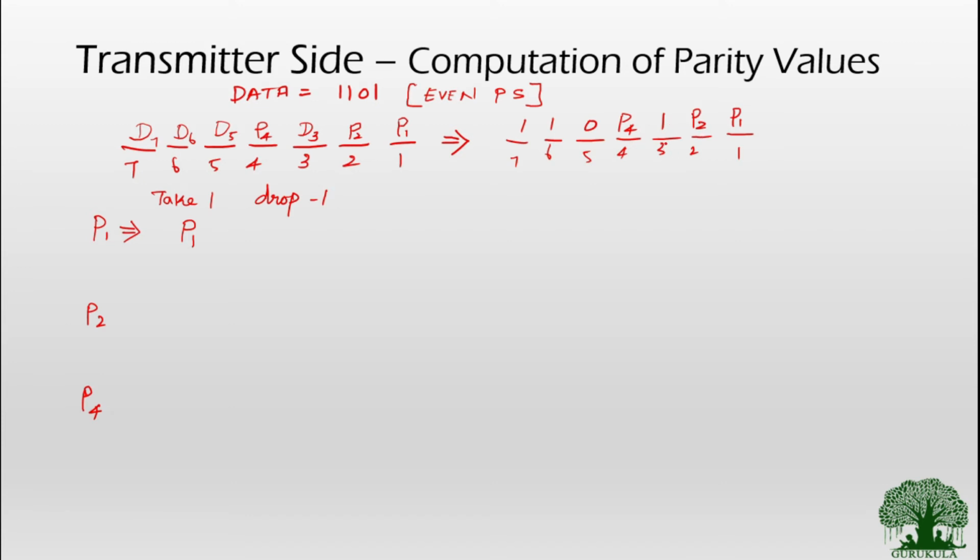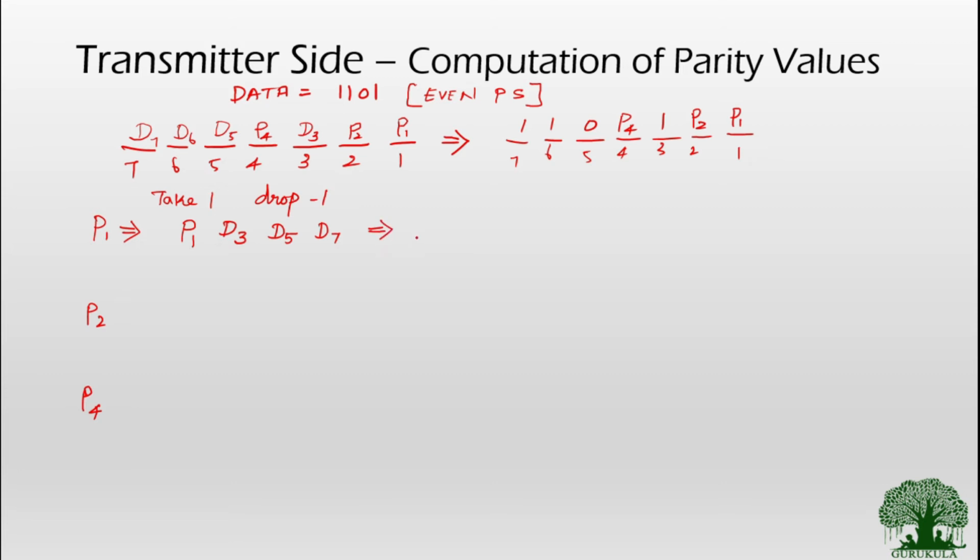I will have to consider the third position. What do I have in the third position? D3. So the fourth position will be dropped. I will consider the fifth position. I have D5. The sixth will be dropped. The seventh has to be considered. So I have D7.